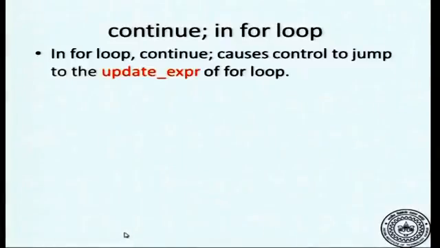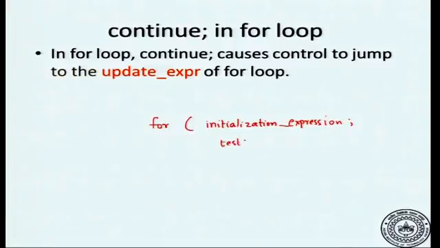What happens to continue in a for loop? Notice that a for loop has the following form. You have for, then there is an initialization expression, then there is a test, and finally there is an update. And then you have the body of the loop. What happens if you encounter a continue in the middle of the loop?